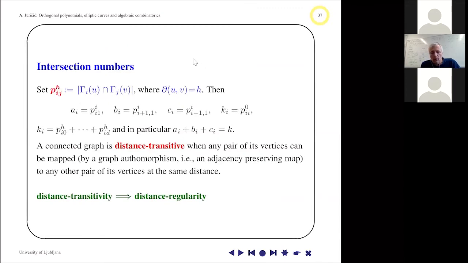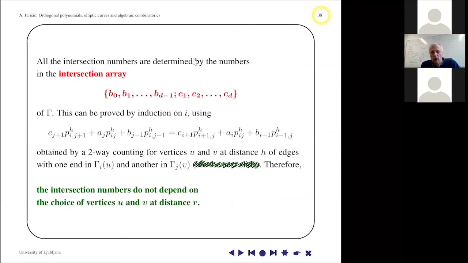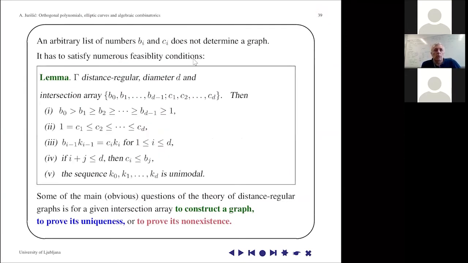Okay, so yeah, Jack also mentioned that the distance regularity is a consequence of the distance transitivity. So we'll skip this. All the intersection numbers, all the structural constants of association schemes can be calculated from these intersection numbers. And these intersection numbers have some nice properties. B is a non-increasing sequence, C is a non-decreasing sequence, and the sizes of these spheres form a unimodal sequence.